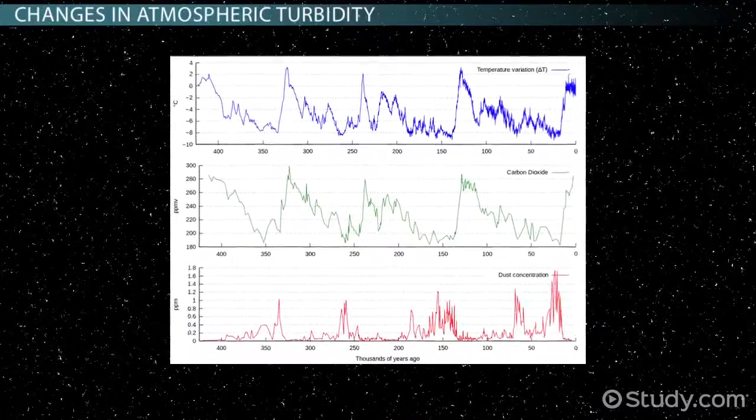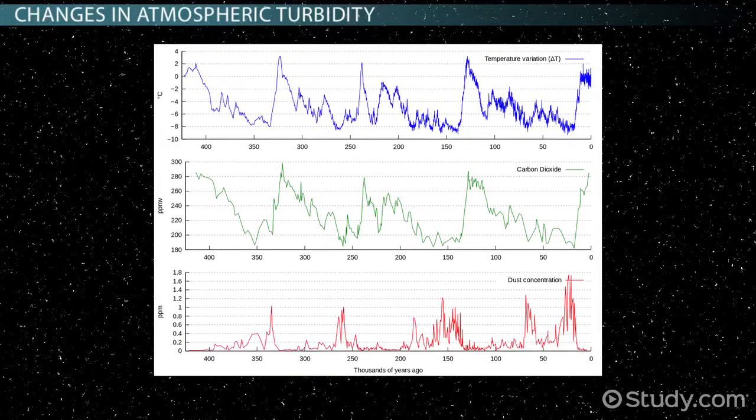If you look at this diagram, periods of high dust concentration in the atmosphere, that's the red graph at the bottom, coincide with lower global temperatures, the blue graph on top.